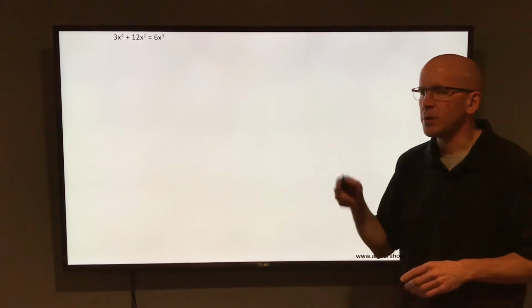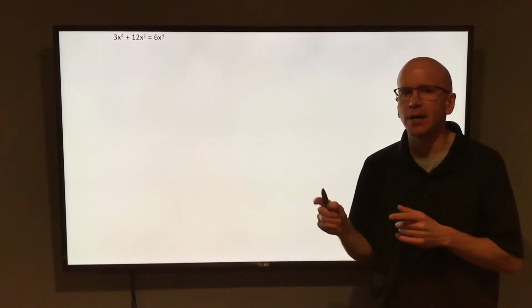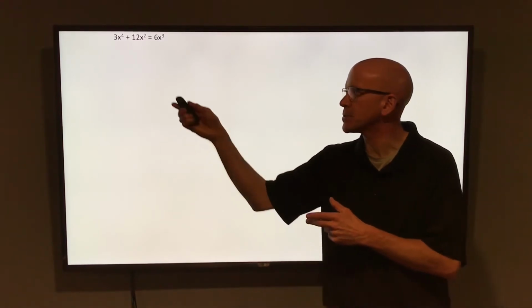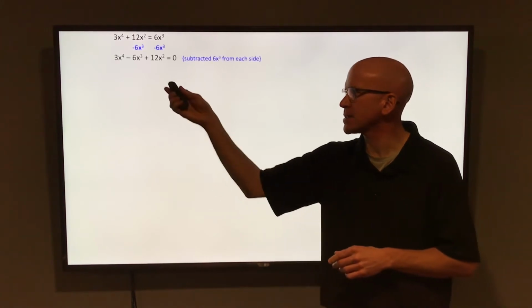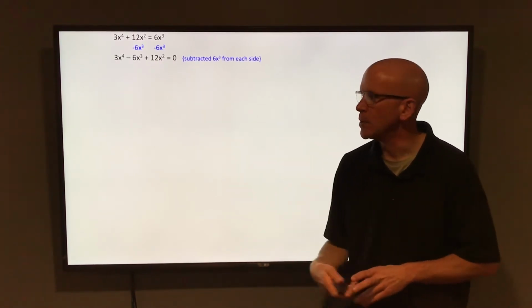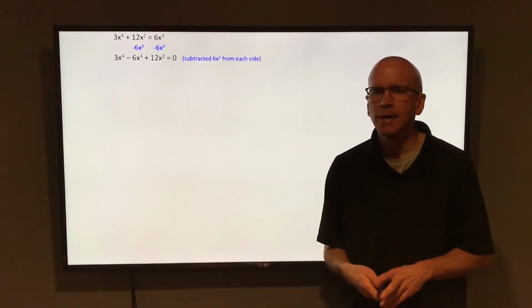We're going to solve this equation for x. 3x^4 + 12x^2 = 6x^3. To solve that for x, you need to get everything to one side equal to 0. So that 6x^3 needs to be moved to the left side. To do that, you're going to subtract 6x^3 from each side. And when you do that, you get 3x^4 - 6x^3 + 12x^2 = 0.